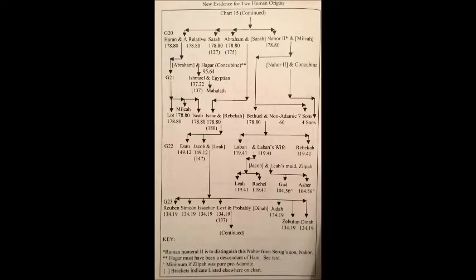And he had a son by the name of Lot, and Lot had a potential lifespan of 178, and Milcah must have had the same, and Iscah must have had the same.